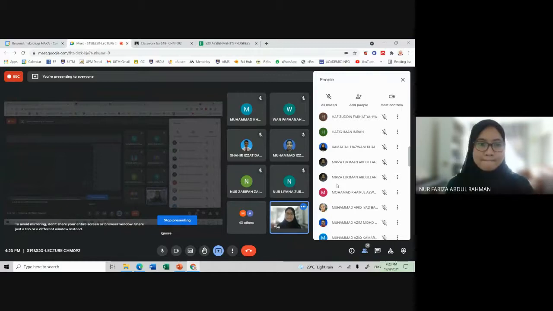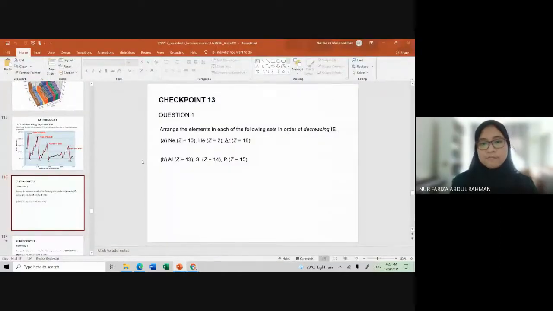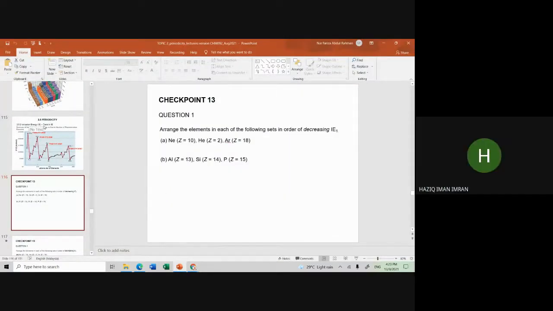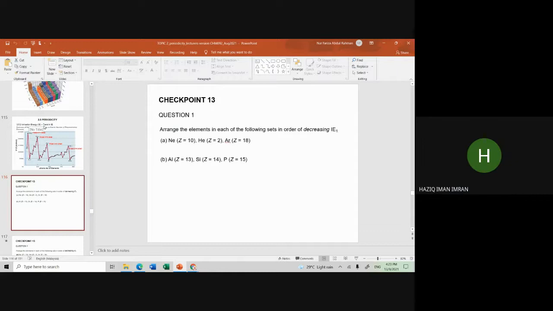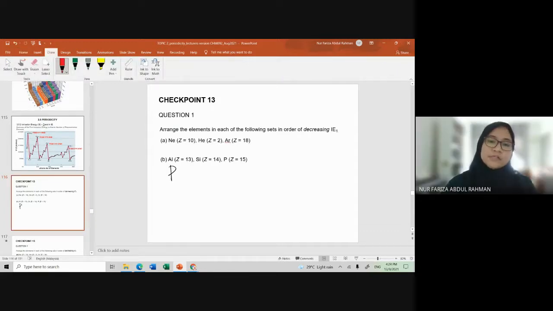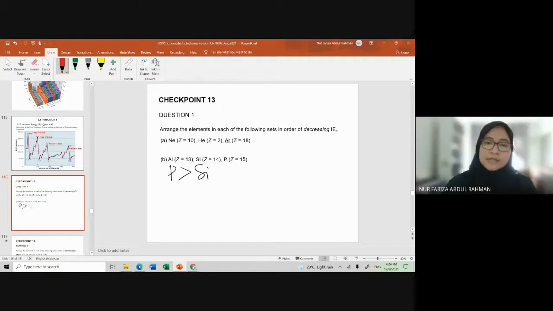Haziq Iman. Haziq? Yes. Okay, Haziq. So what will be your answer for B? Phosphorus. Phosphorus has the largest ionization energy, is it? Yes. Okay, so we're going to start with phosphorus, then silicon, and then aluminium. Okay, so do they come from the same period or do they come from the same group?